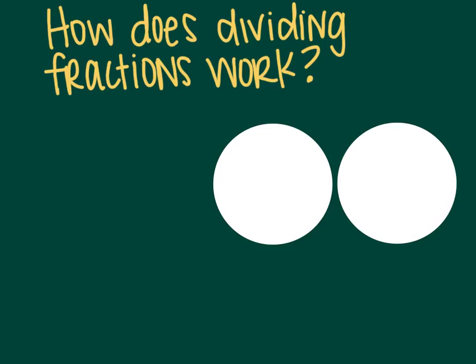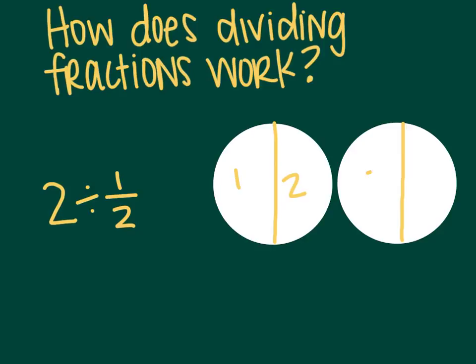How does dividing fractions work? Here we have 2 circles, so that's our 2. Then we're going to divide them in half. Obviously, you just cut them in half, and then you count how many pieces you have now. That would be 4. So when you divide fractions, you end up with a bigger number than what you started with, because you're cutting things into pieces and then counting how many pieces you have.